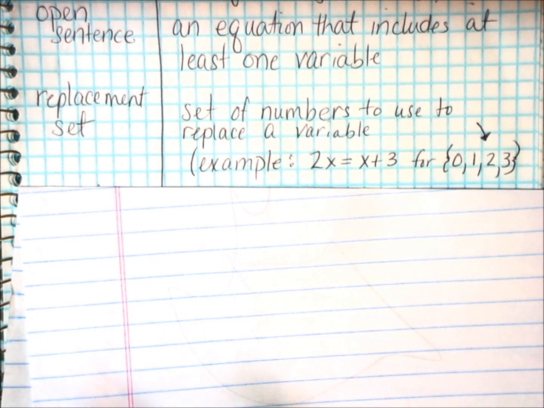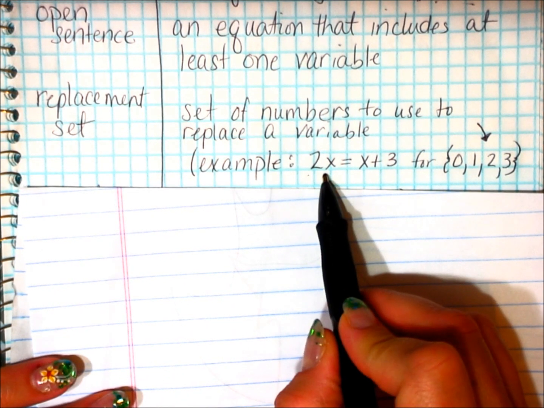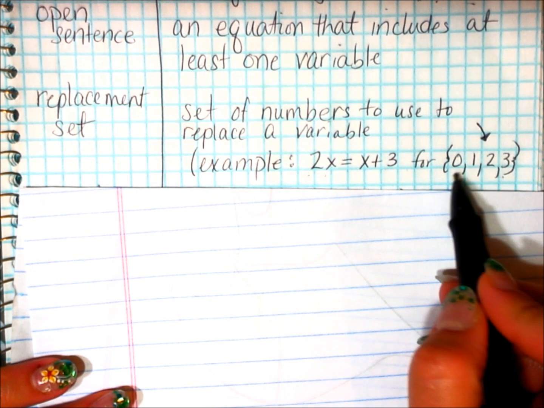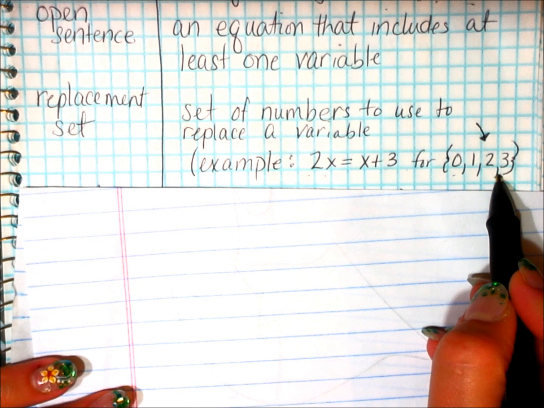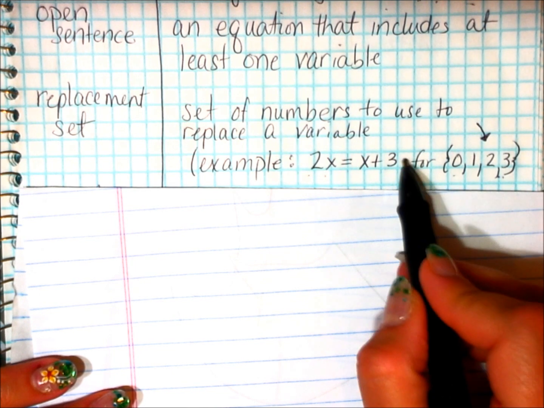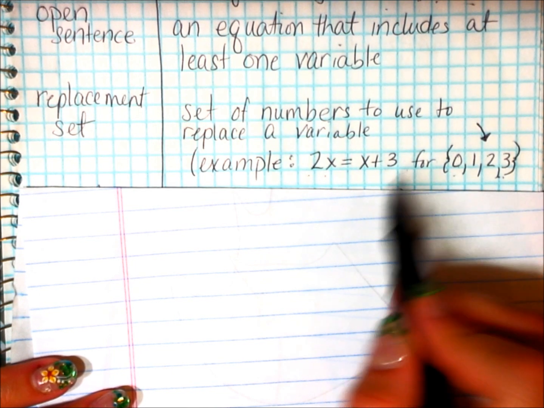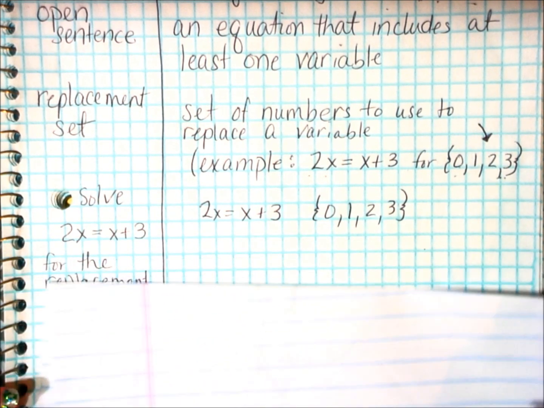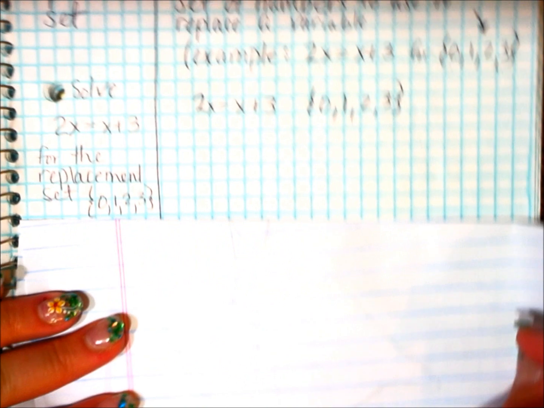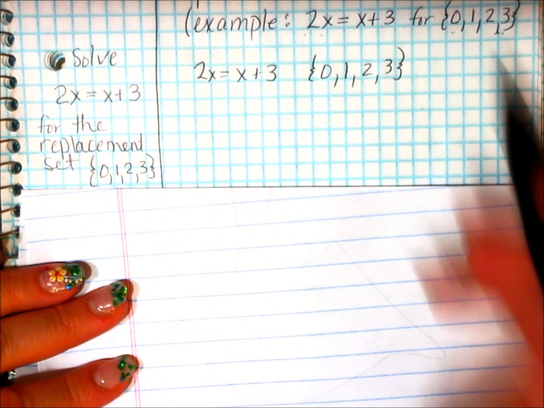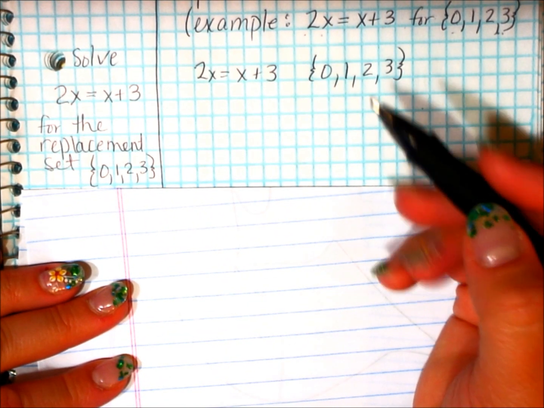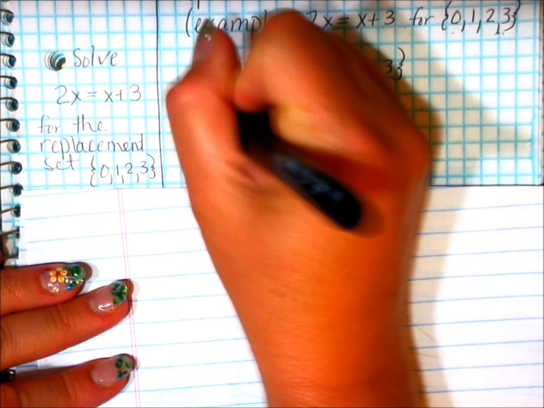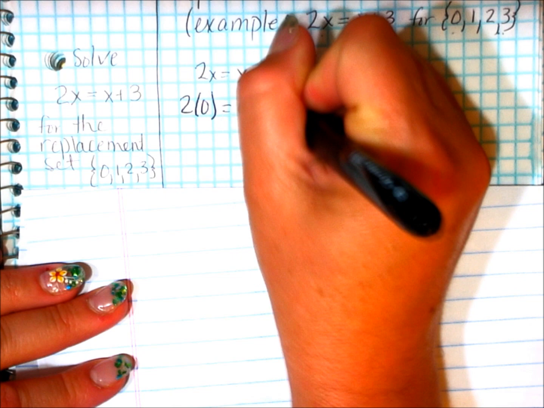The example is going to kind of help us out here. So we have 2x equals x plus 3. Then they give you some numbers. Those numbers are your replacement set. So now I'm going to go through and try 0 and see what happens, then try 1 and see what happens. Okay, so let's go ahead and do that one. It says solve, gives us a replacement set. We're going to go ahead and substitute in 0 for x and see what happens.